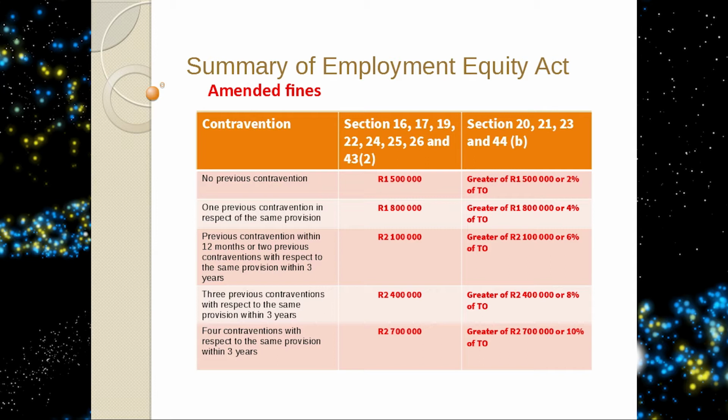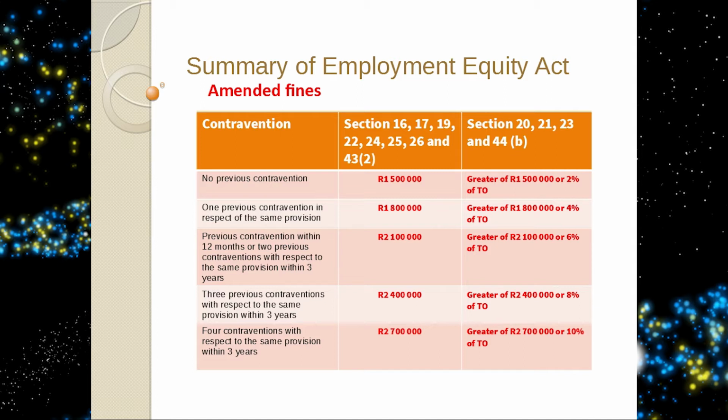But the Department of Employment and Labour will be back the following year. One previous contravention in respect of that provision, it's another 1.8 plus 1.8 million or 4% of turnover. In other words, thank you very much, we did receive your 3 million. The following year, it's another 3.6 million. So let's transfer the 3.6 million. Bob's your uncle? No, it's not. Previous contravention within 12 months, it could result in another 2.1 million plus 2.1 million.